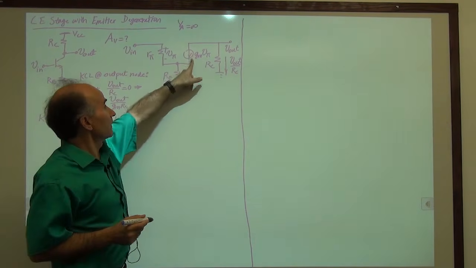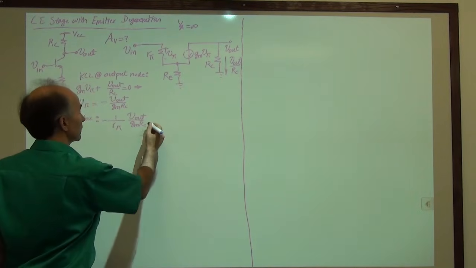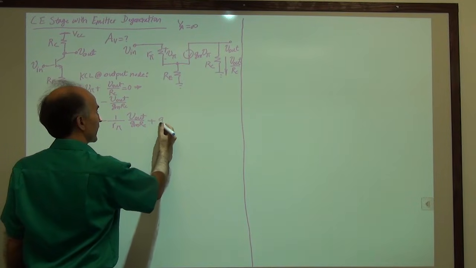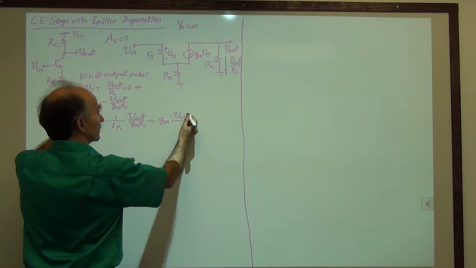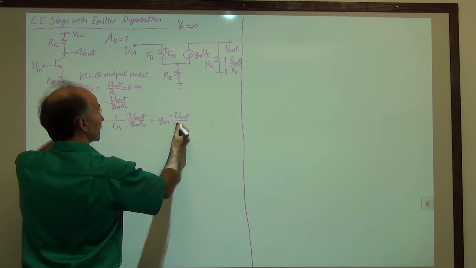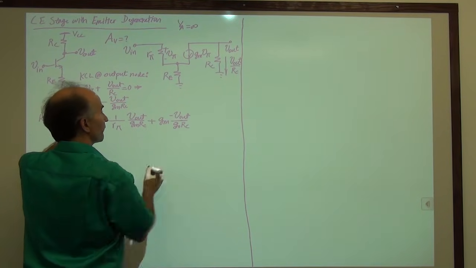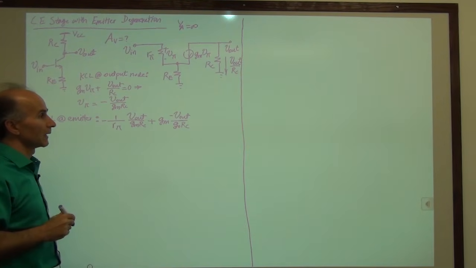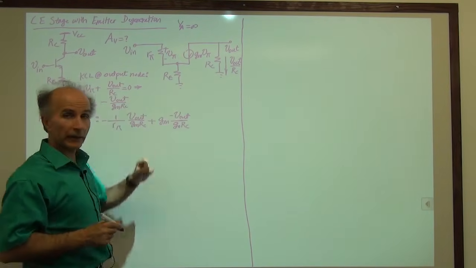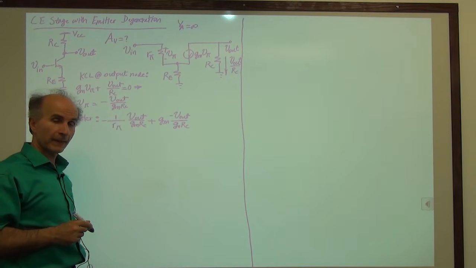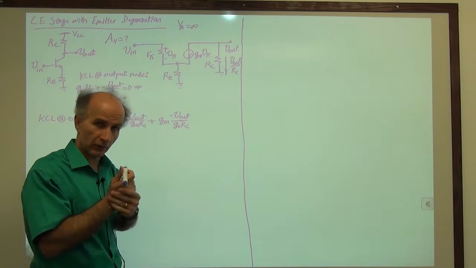How much is the current coming down the dependent source? GM times V pi, and we know V pi. So plus GM V pi, which is minus V out over GM RC. And these two currents come down and flow through RE, right? So if these two currents add up and flow through RE, they generate a voltage across RE.